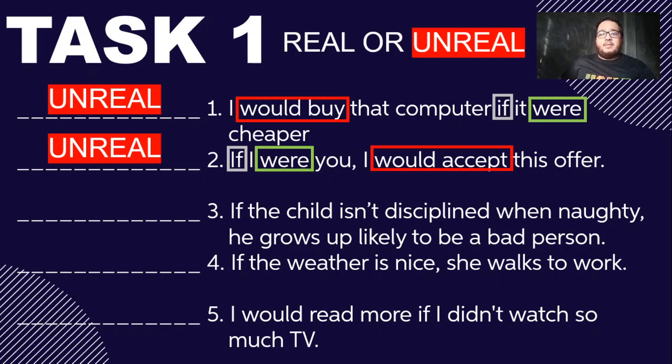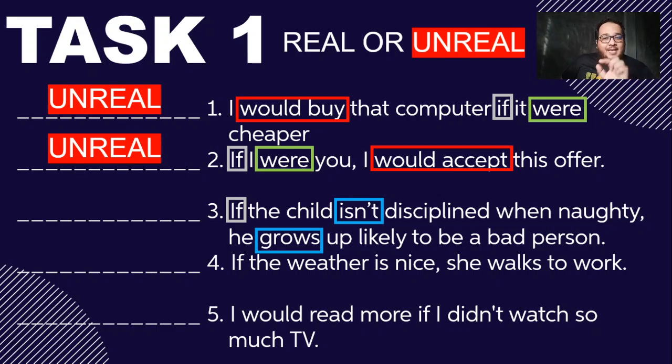How about number three? Again, let's spot the pattern or the form: if, then isn't, the contracted form of is not. Is that past or present? Yes, that is present tense. So if the child isn't disciplined when naughty, that's the cause, then what would be the result? He grows up likely to be a bad person. What's the verb here? Grows. Is that past or present? Correct. That is present. So if that's the pattern, we can always say that that is real.